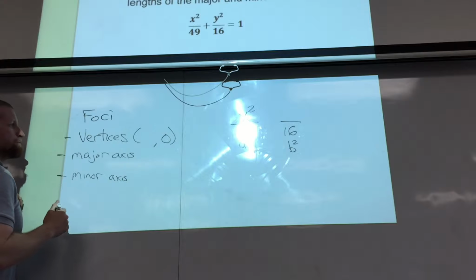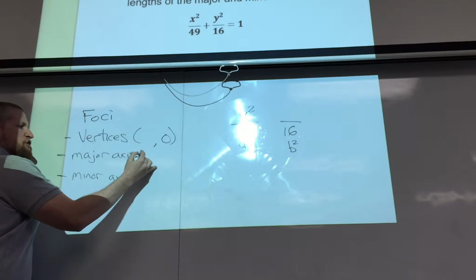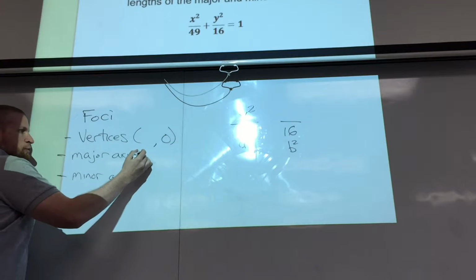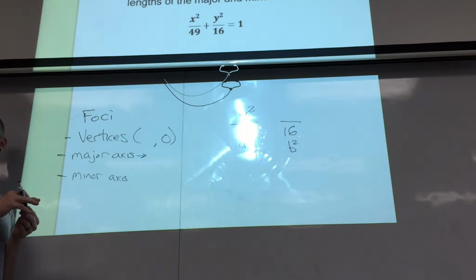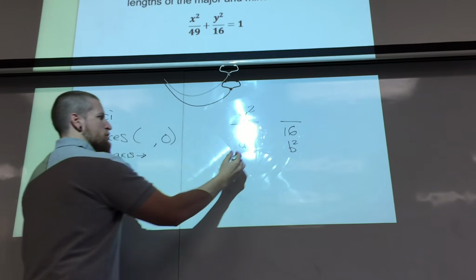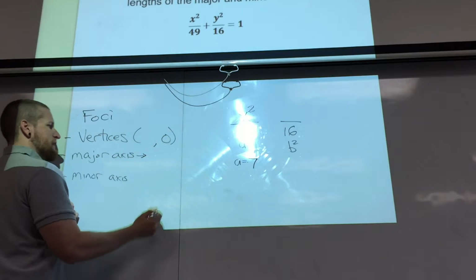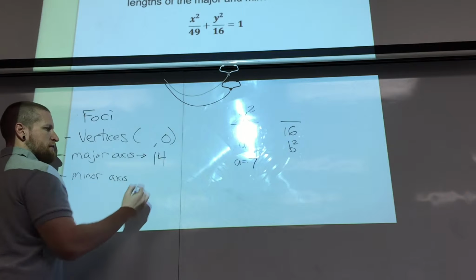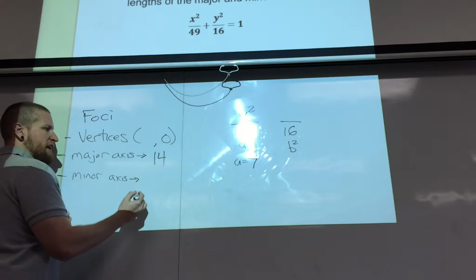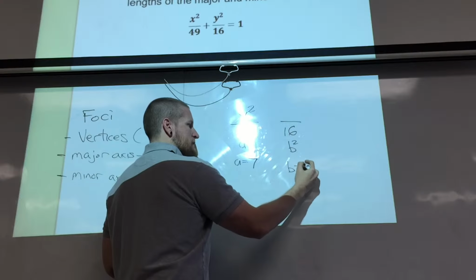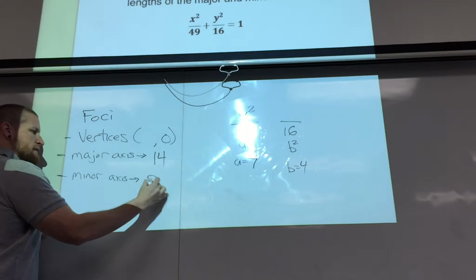Okay, so major axis length. Which value do I have to use? What do I have on there for major axis length? 2 times what? a. 2a. So if a squared is 49, what's a? 7. Very good. So this should be 14. Minor axis is just twice the other number, so if b squared is 16, b is 4, so this is 8.